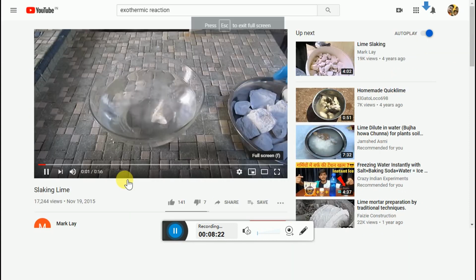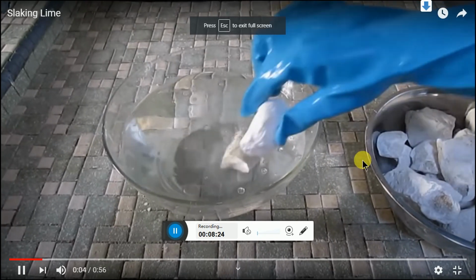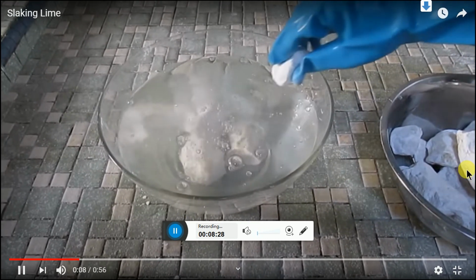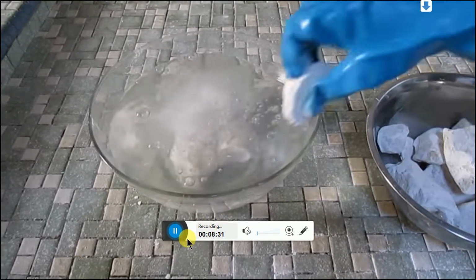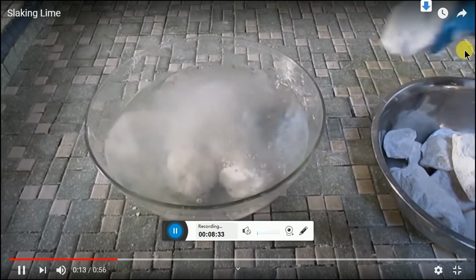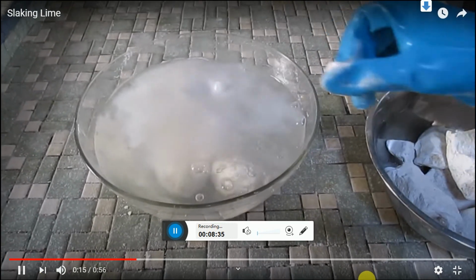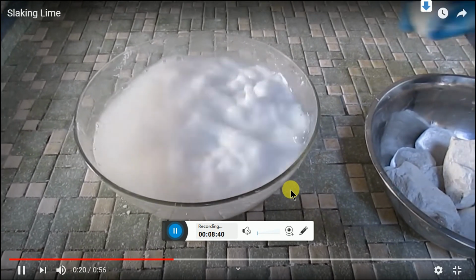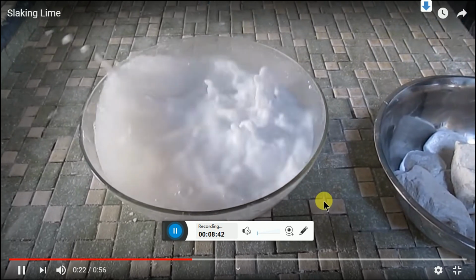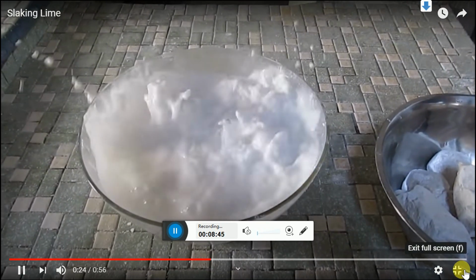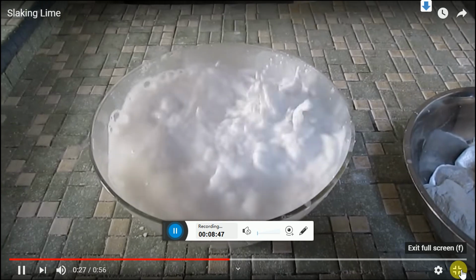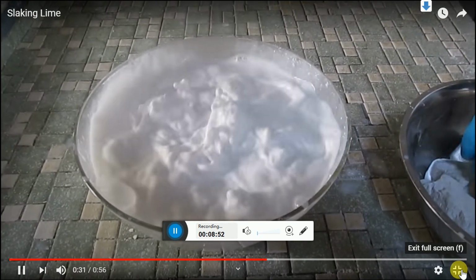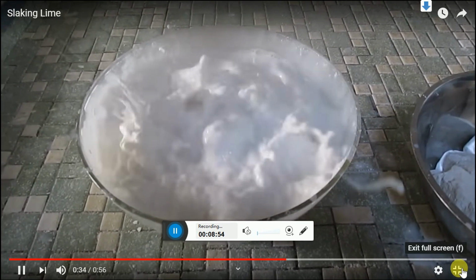Look at this video. This is simple water. You are adding calcium oxide solid, quicklime. Look at this. What happened to this water? It starts boiling. Literally, it starts boiling. Look at this, highly exothermic reactions. Please don't try this at home. It is just literally boiling.